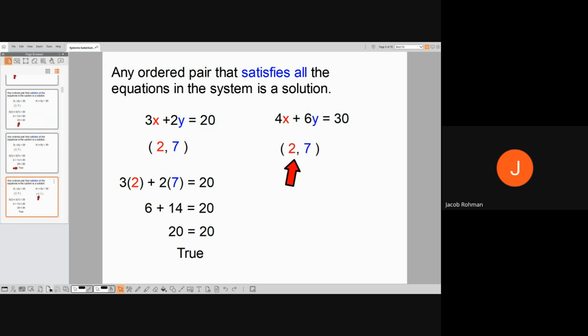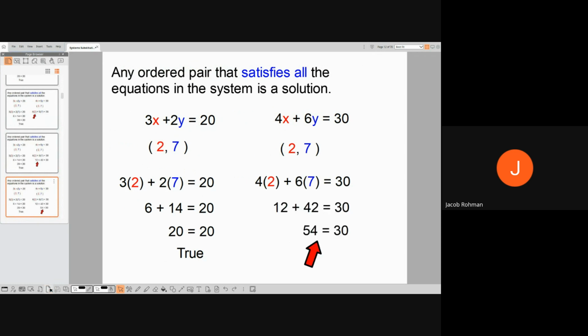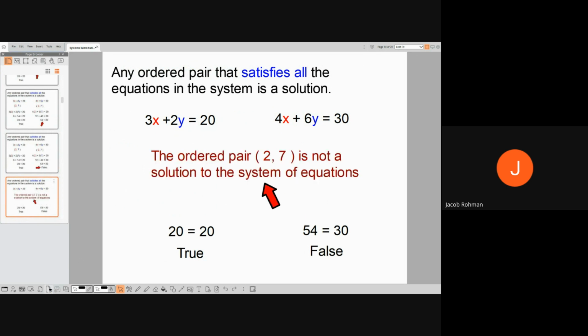So we've passed the first test. Now let's look at the second. We plug in the 2 and the 7 again for x and y, evaluate the expression, and get 54 = 30. That's a false statement. What this means is that the ordered pair (2, 7) is not a solution to the system of equations, because remember, it has to satisfy all the equations.